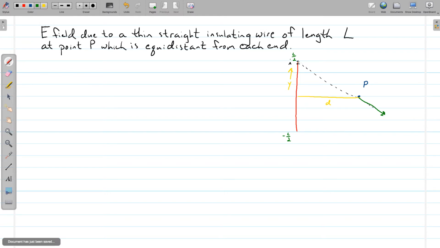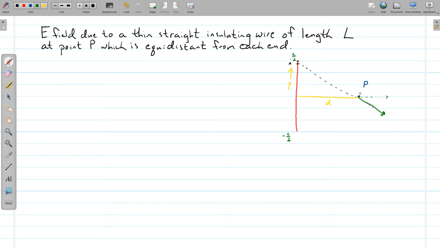But I'm hoping that we can make a symmetry argument that the component in the negative y caused by this piece all the way at the end would be canceled out by a component from the little piece on the other end. So in the y direction, the electric fields cancel. All we really need to do is sum up the electric field components in the x direction. So we're looking for this little component right here for this piece.